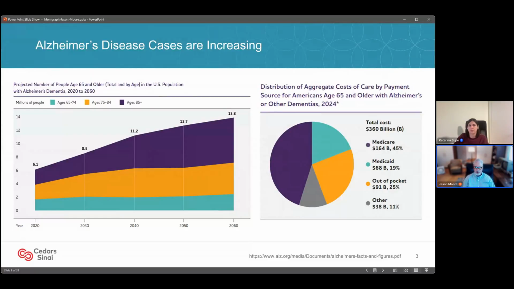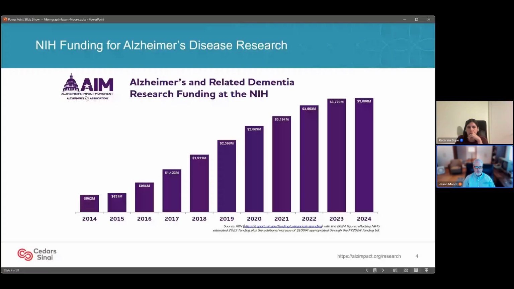And this is a significant burden for national economies. You can see the figure here in the United States. This year, Alzheimer's disease is expected to cost $360 billion, which is a lot of money. More than half of that is coming from our federal and state level organized health insurance, Medicare and Medicaid. So this is a significant population burden and a significant financial burden for different countries to bear.